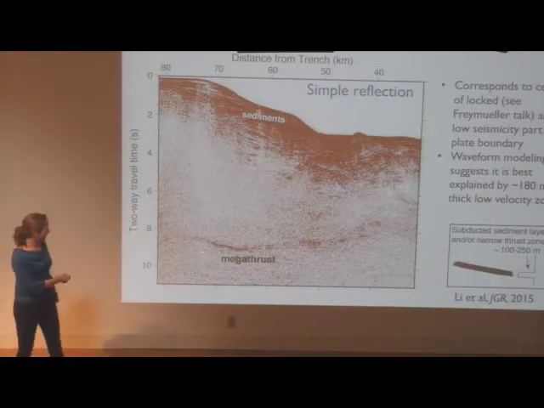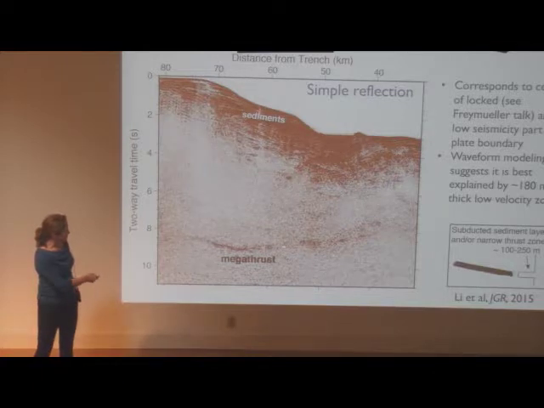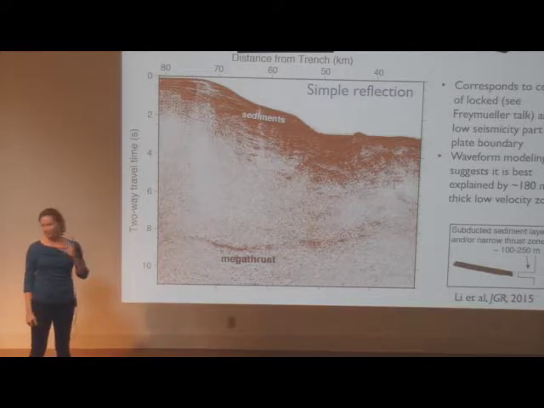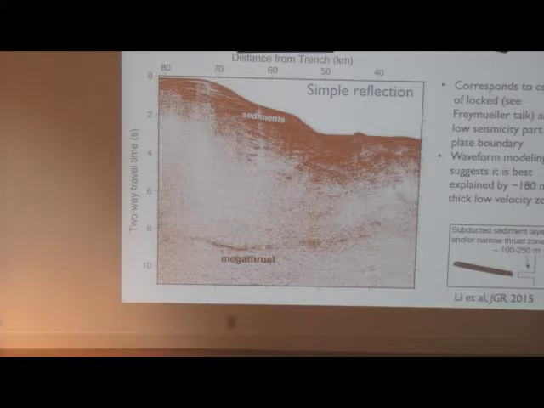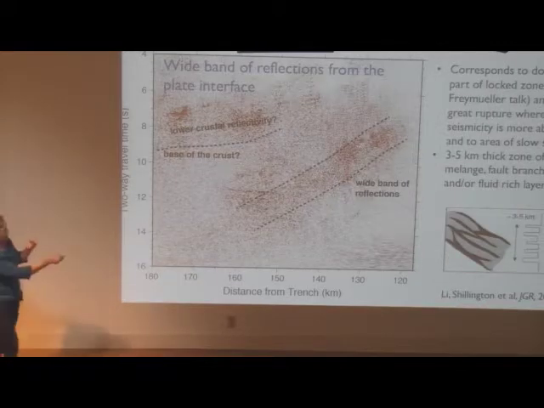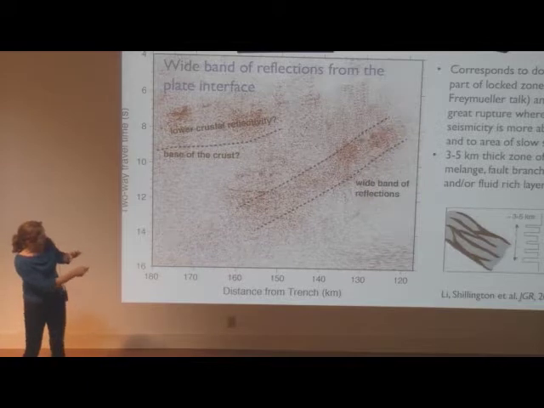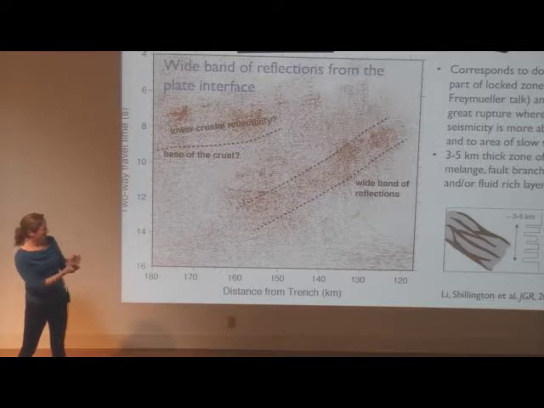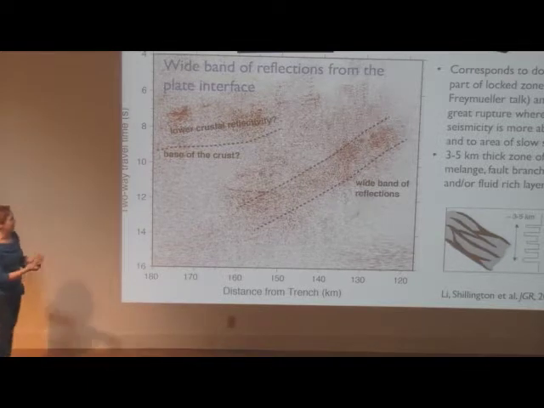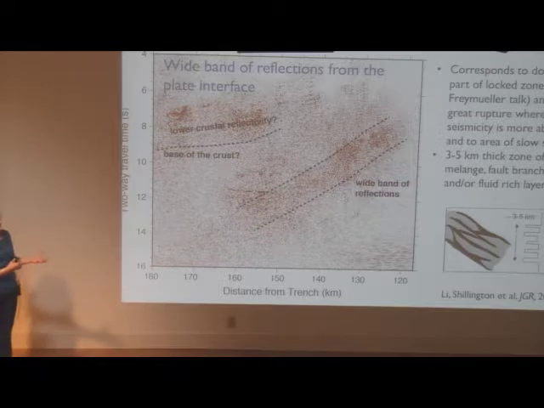It's 20 kilometers down. And when we model that, it's best explained as a really simple low velocity zone, like 100 or so meters thick. At greater depths, this is now the plate boundary, and you get a much more complex band of reflections that are modeled as a 3 to 5 kilometer thick set of complicated layers. Here, these changes happen at depths where it's too cold for us to expect a ductile shear zone.